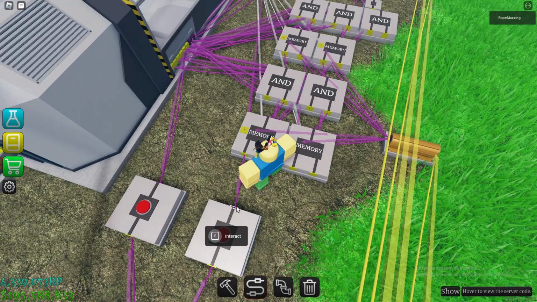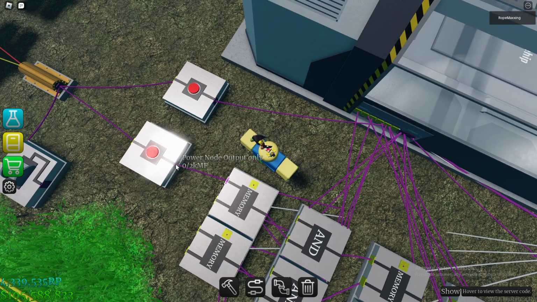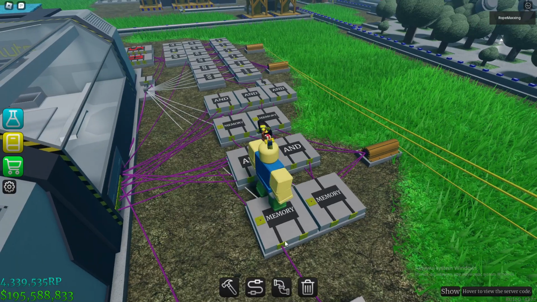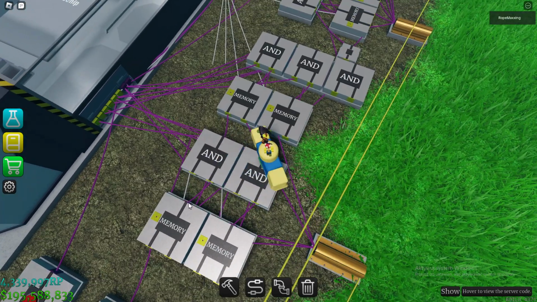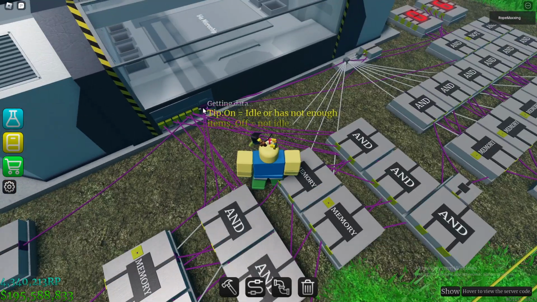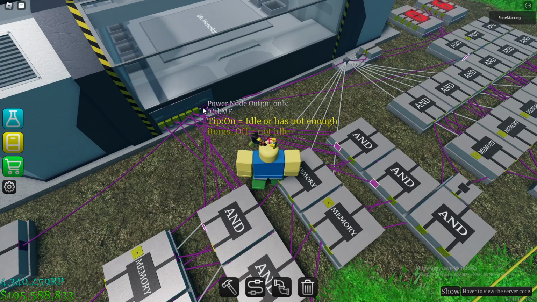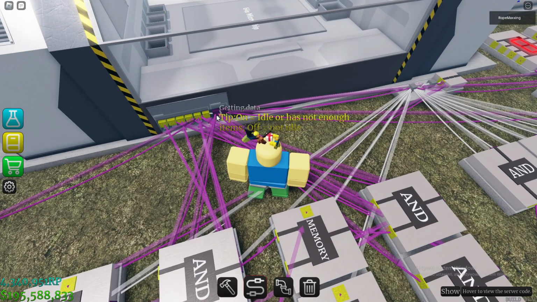First of all, connect the output of the button into the glowing part, which is the left input, the signal to keep outputting on the memory. Then connect this memory into the right input on the AND gate, and then connect the tip on equals idle or has not enough items, off equals not idle power node output from the logic assembler, which basically means that it sends signals when it's not doing anything, and it doesn't send signals when it is producing the microchip.